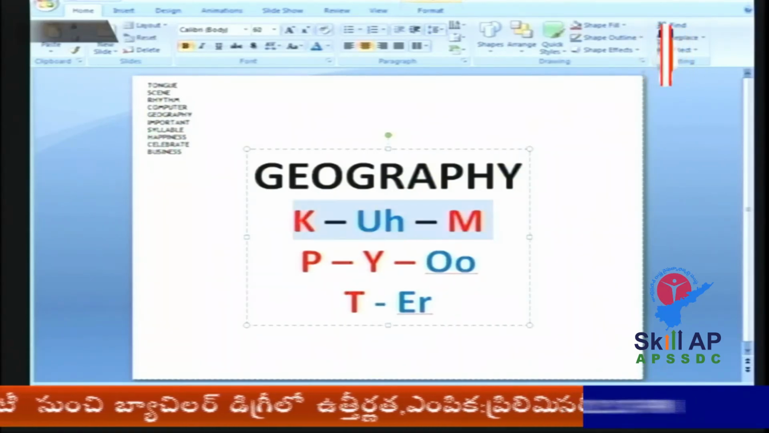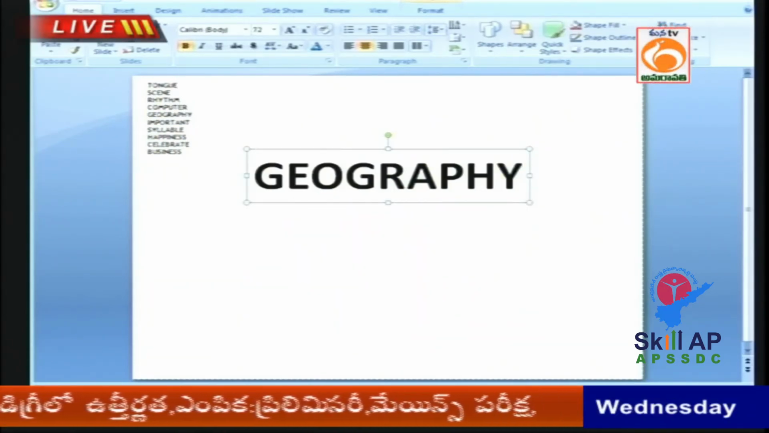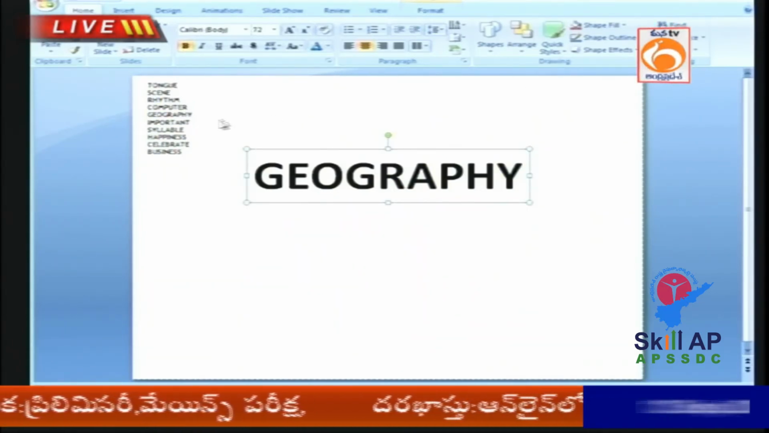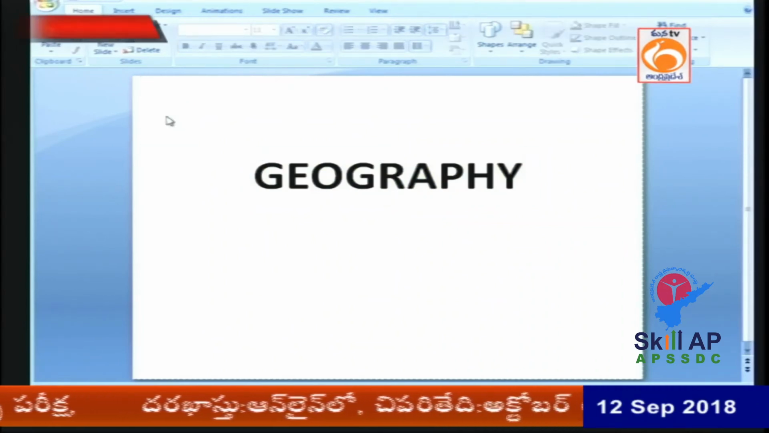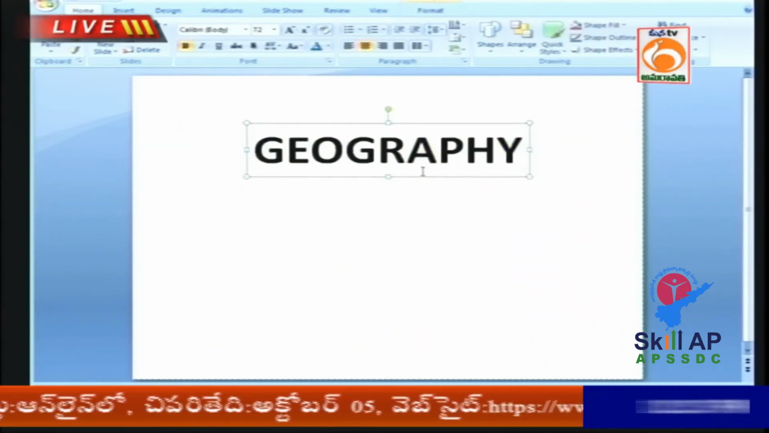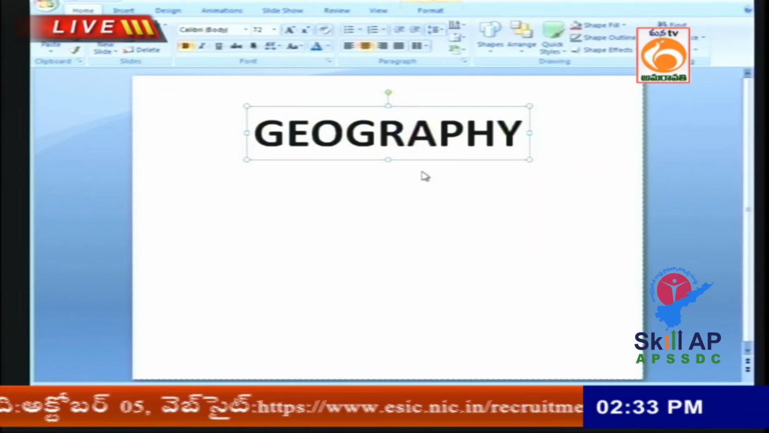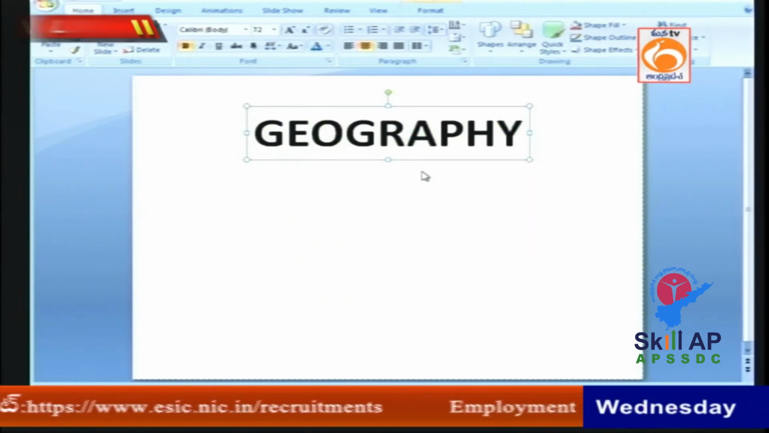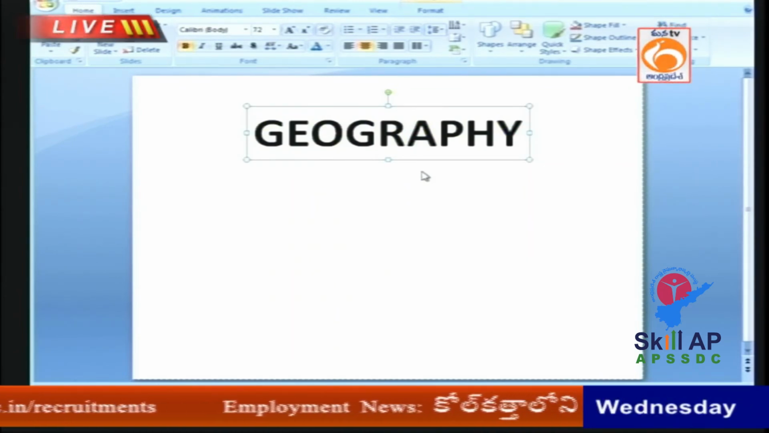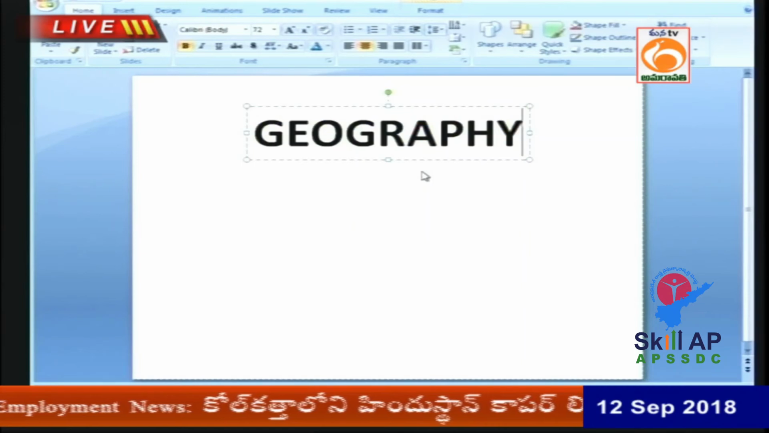Geography, right? Now we usually pronounce this word as geography. If I pronounce this as geography, how many syllables do I have? Geography, which means three. But how many vowel sounds do I have?